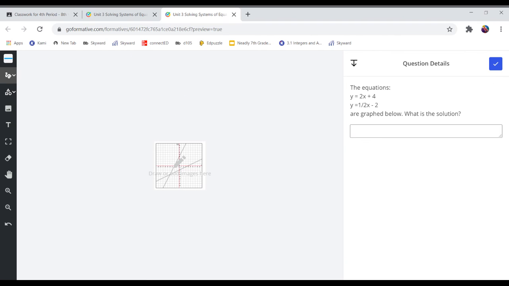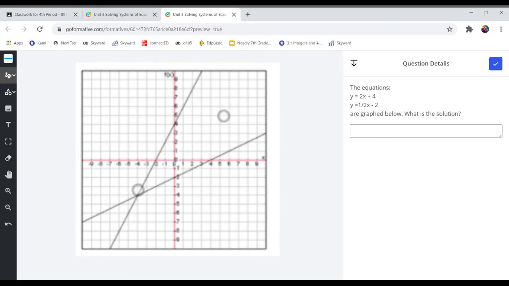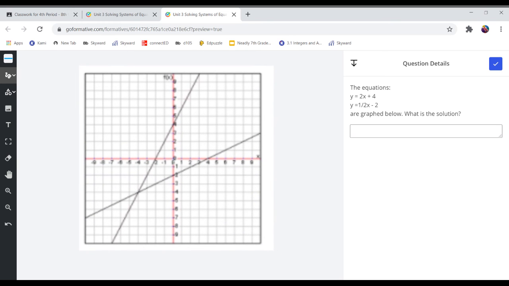All right. So in the equations y equals 2x plus 4 and y equals 1/2 x minus 4, they're graphed, so what's the solution? Well, your solution would be right here, which is at negative 4, negative 4.